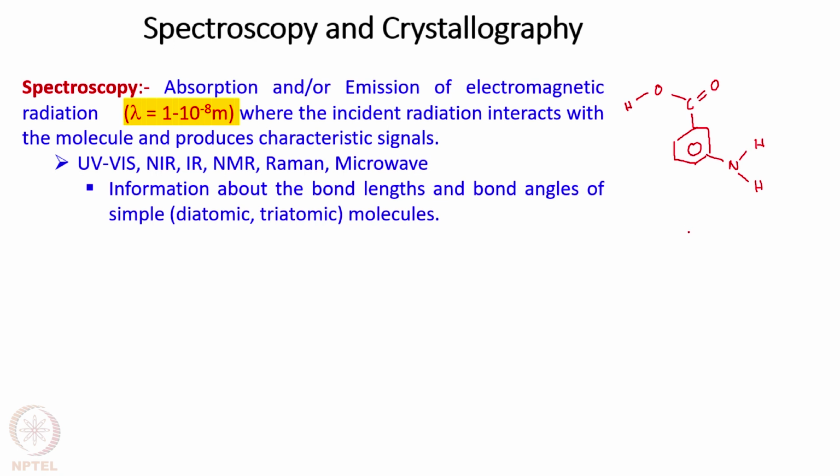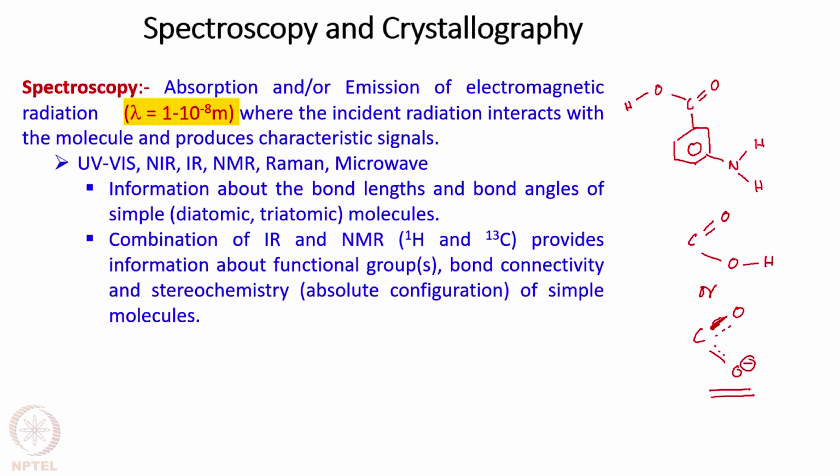If you want to determine whether it is a C double bond OH or it is a C double bond O and O minus, whereas both the bonds are partially single or partially double, so 1.5 bond, we would not be able to determine using spectroscopic techniques. So in these cases, we would like to have concrete information from structural data.